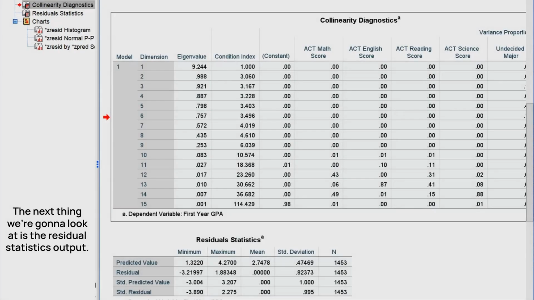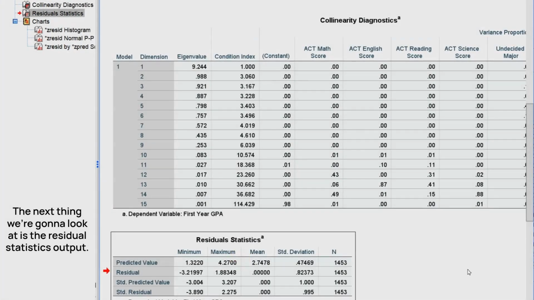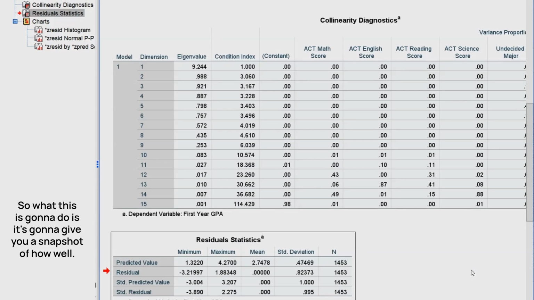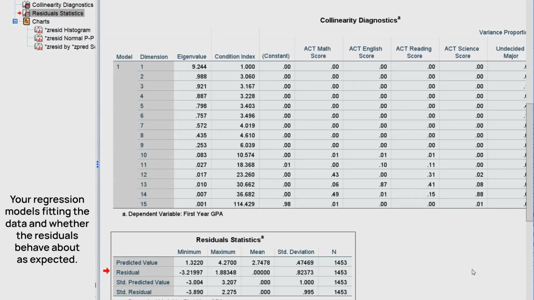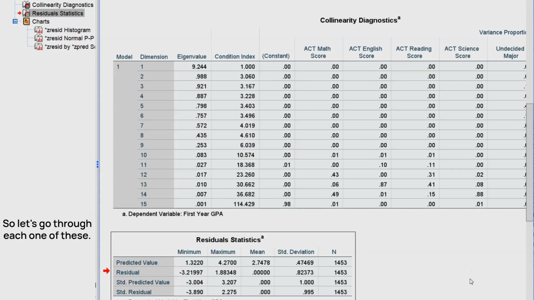The next thing we're going to look at is the residual statistics output. What this is going to do is give you a snapshot of how well your regression model's fitting the data and whether the residuals behave about as expected. So let's go through each one of these.